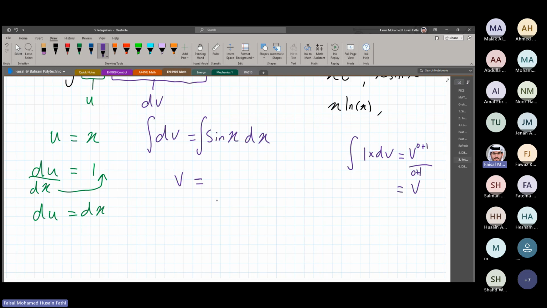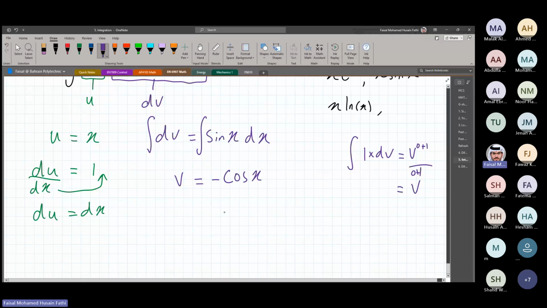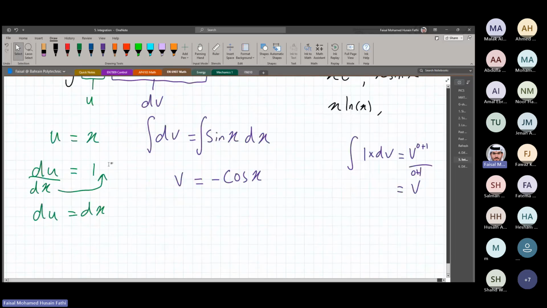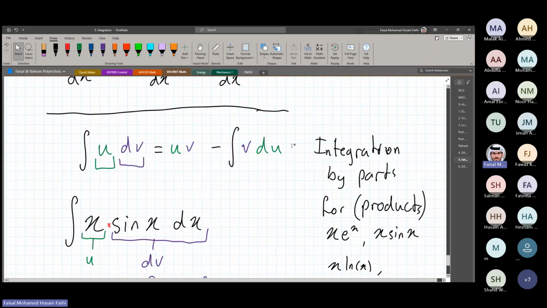Integration of sine x dx. What's the integration of sine x dx? Minus cosine x. Okay? In integration by parts, you don't need to put the plus c because you're going to put it at the end of the final integral anyway. So in u, v and dv, you do not need to add any plus c's. Now we found our u, we found our du, we had our dv, and we found our v, and now we can plug them back into this equation, and that's it.